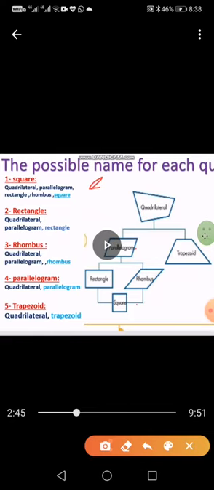Look at the trapezoid here. I don't have any family here. So the trapezoid holds only one name, quadrilateral. Look here, I have only one pair of parallel sides, but the other families have 2 pairs of parallel sides. Is this point clear? Let's continue.